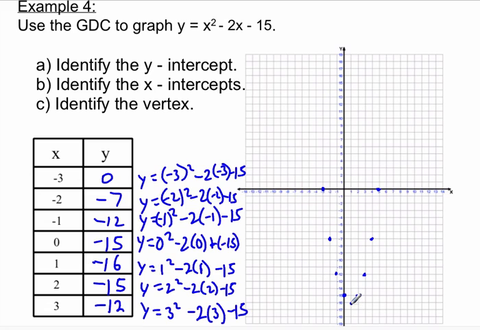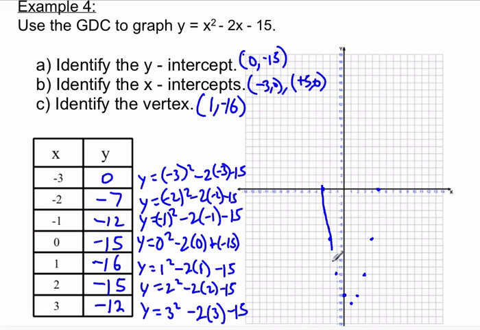So the vertex is right there. It's 1, negative 16. So 1, negative 16. The y-intercept is 0, negative 15. The x-intercepts are negative 3, 0, and positive 5, 0. And we can try to draw a nice curve through there. Maybe extend it a bit and draw some arrows.